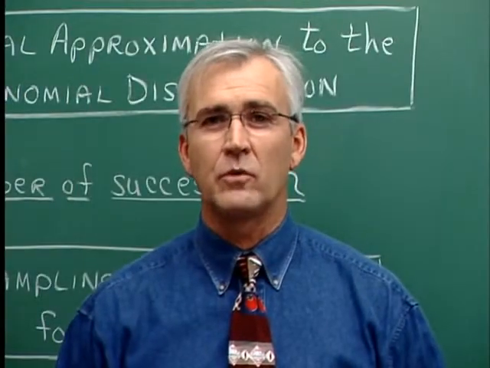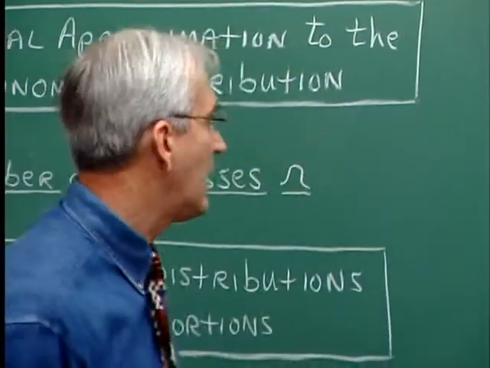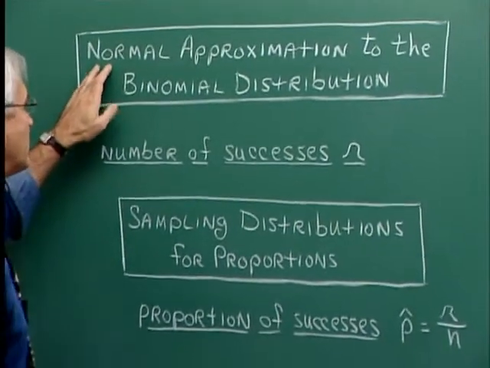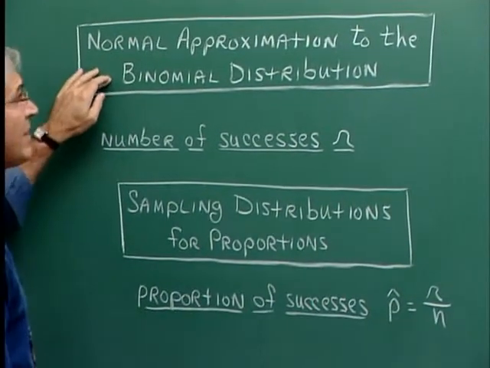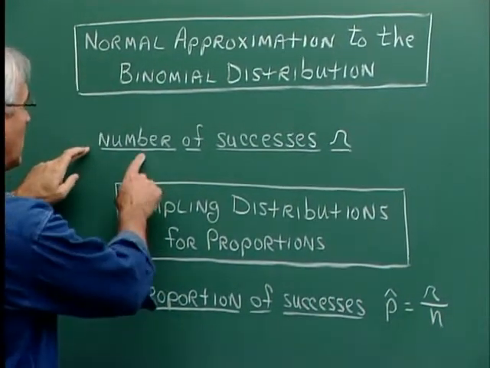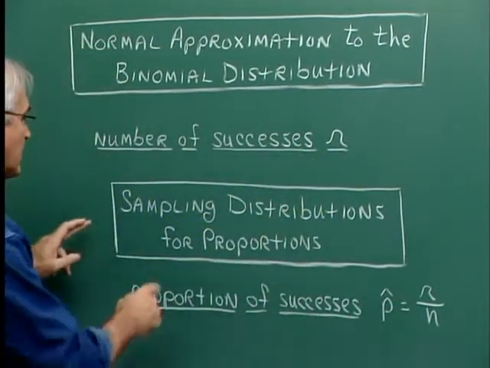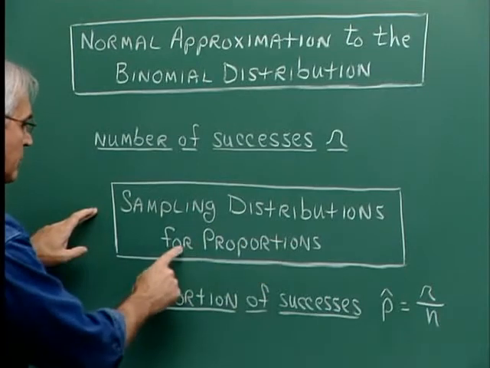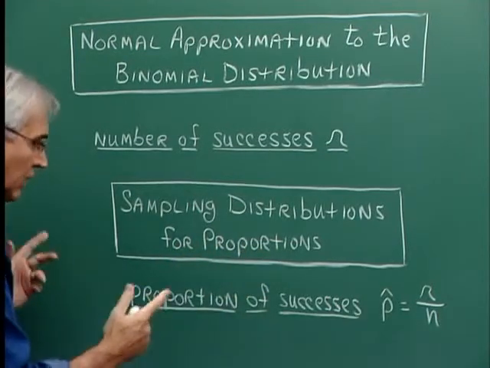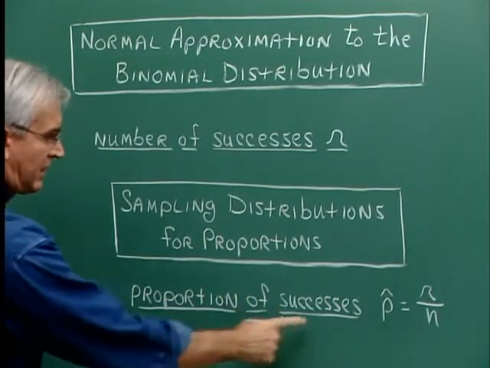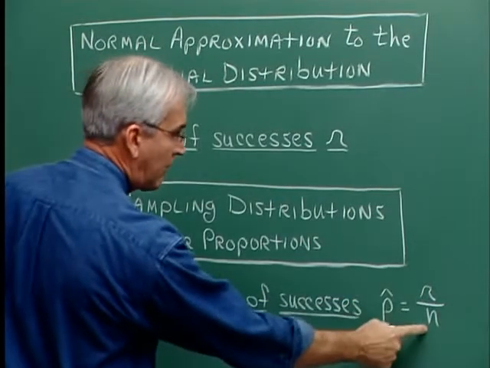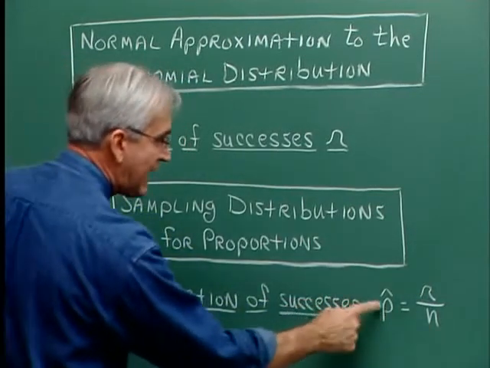In the last chapter, we studied a section entitled Normal Approximation to the Binomial Distribution, and in that section we were concerned with the number of successes R. This section is entitled Sampling Distributions for Proportions, and we're concerned with the proportion of successes, R over N, which we're designating as P hat.